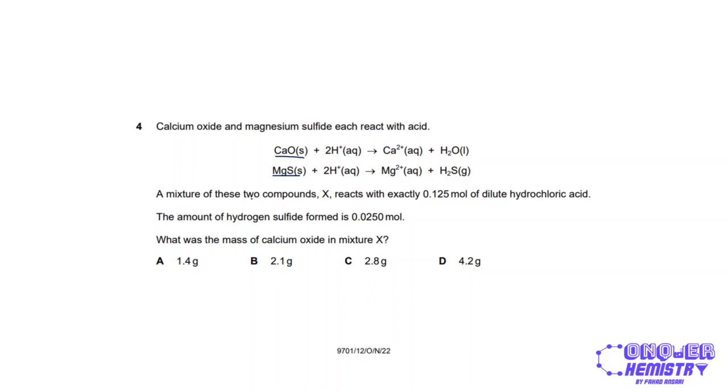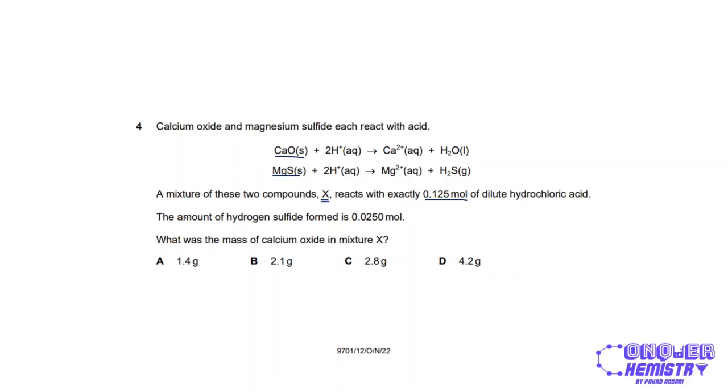Now it says a mixture of these 2 compounds, X, that's the mixture, reacts with exactly 0.125 moles of dilute hydrochloric acid. Now, one thing that some students might be tempted to do is to think that the calcium oxide and magnesium sulfide react with the same amount of hydrochloric acid, so they might divide these moles by 2 to get the moles of acid reacting with each of these compounds. But that's not the case. You're assuming then that the moles of calcium oxide and magnesium sulfide would be equal, but that does not have to be necessarily the case. So you move on to the next bit of information.